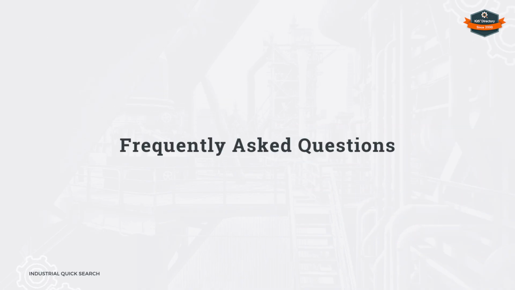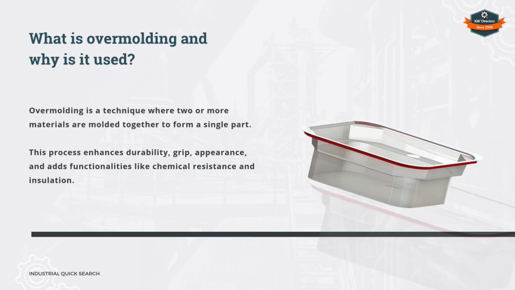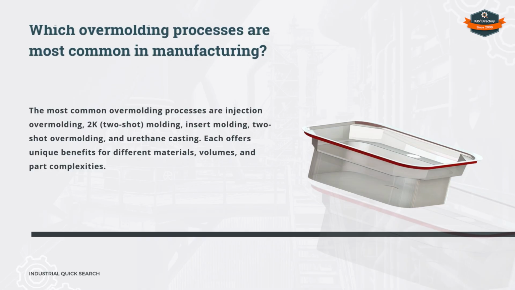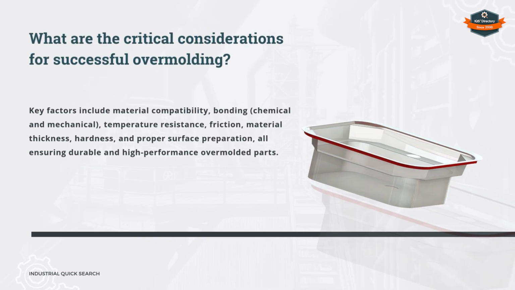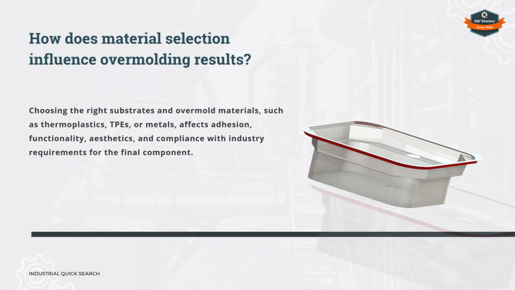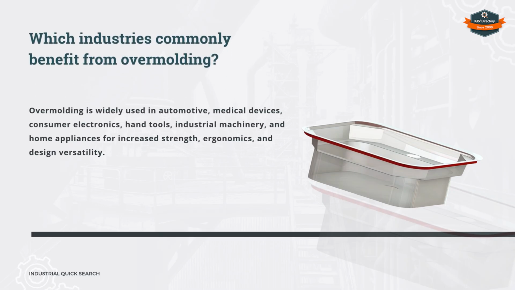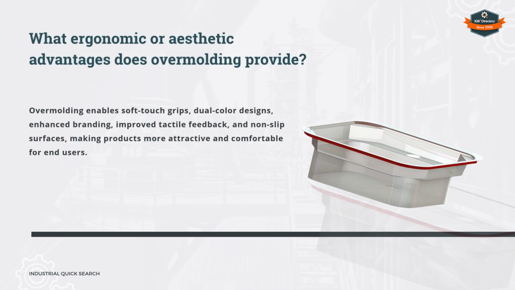Frequently asked questions. What is overmolding and why is it used? Which overmolding processes are most common in manufacturing? What are the critical considerations for successful overmolding? How does material selection influence overmolding results? Which industries commonly benefit from overmolding? What ergonomic or aesthetic advantages does overmolding provide?